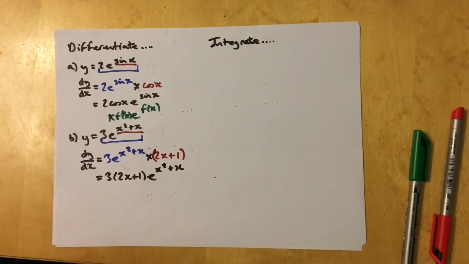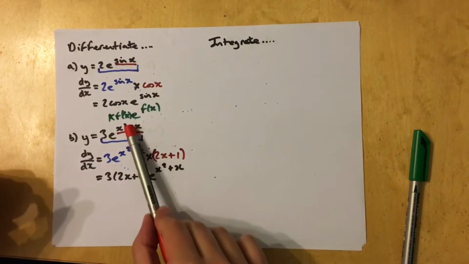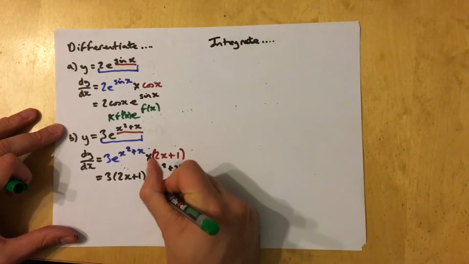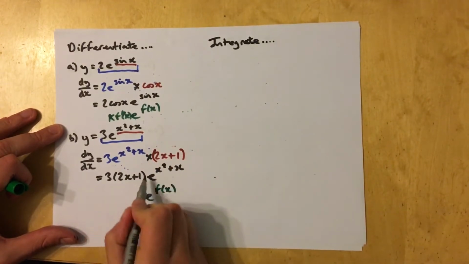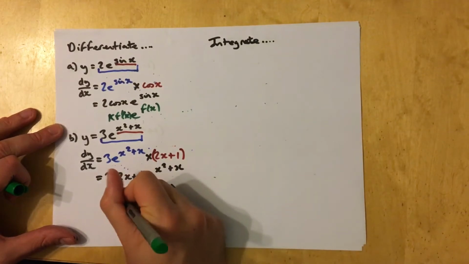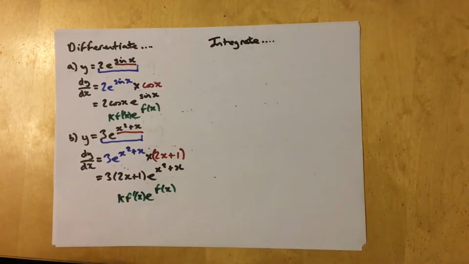So if we look at what's the same from where we started to where we ended up, well, we've still got the inner function being preserved again, haven't we? So we've got it in this form where we've got e to the power of f of x, and then in front of it I've got a multiple of the derivative of that inner function. So I've got k f dash of x, exactly the same kind of thing.